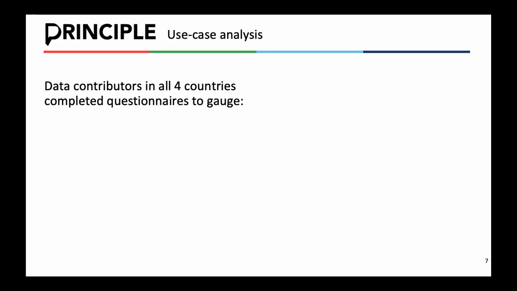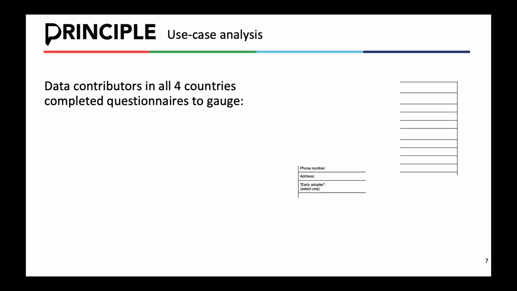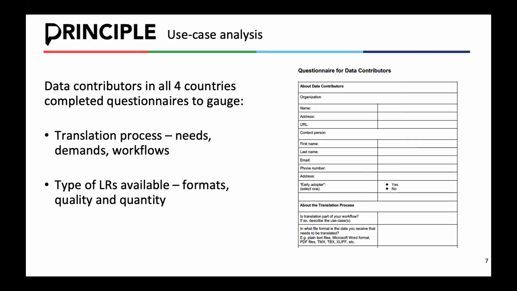In order to gain information on the type of data that was out there, we had to come up with a questionnaire. Can you see that? Yeah. A questionnaire to gain information on the types of processes that organizations were using, how much data they had, how often they did translations, did they outsource, did they do them in-house? And additionally, the types of language resources that were available. So the formats you would have heard Helen talk about, Word, PDF, TMX files, and then how much of them there were and the quality of them as well.